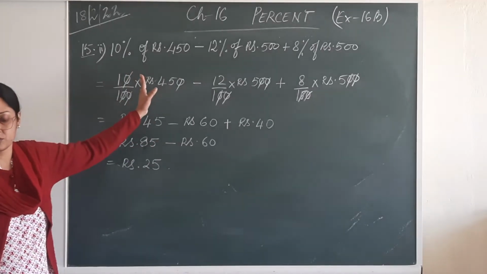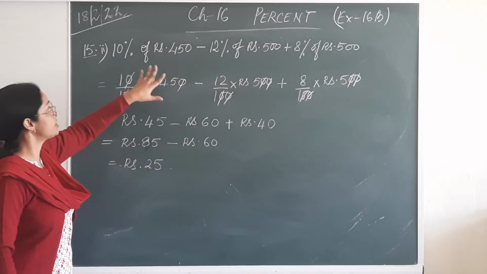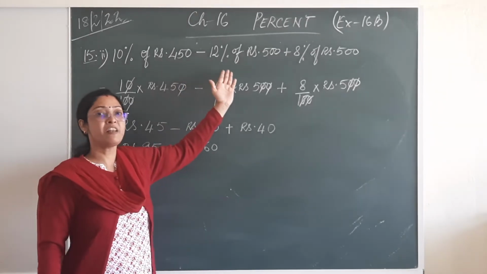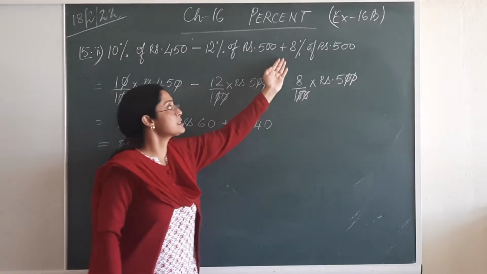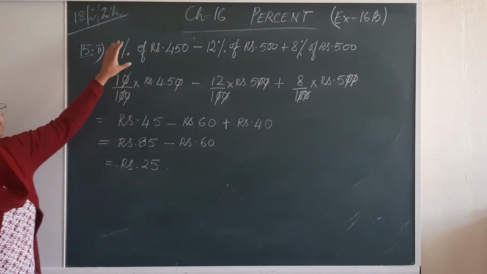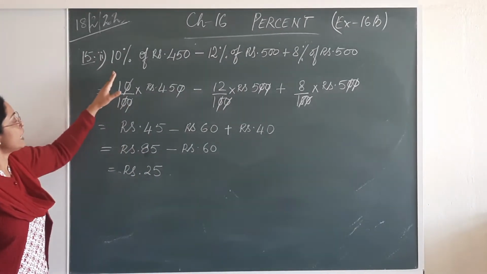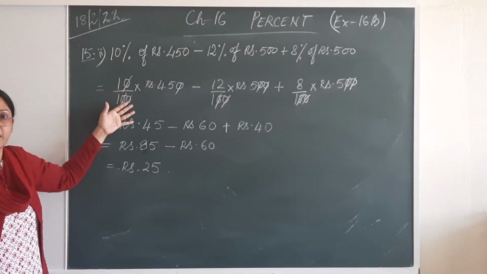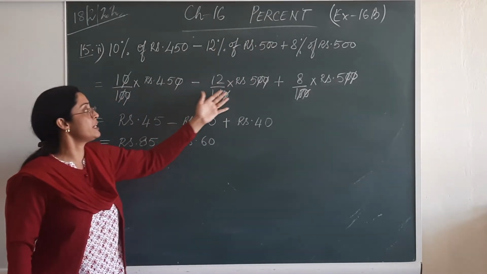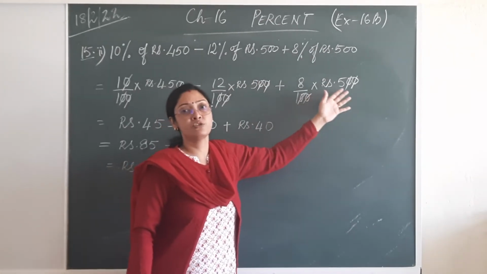Now, in question number 15, children, you have to evaluate whatever is given to you over here. Now, what is the question that is given to you? 10% of rupees 450 minus 12% of rupees 500 plus 8% of rupees 500. So, individually you have to find out the values of each part. For that, 10% of rupees 450 means 10 by 100 into 450, minus 12% of rupees 500 means 12 by 100 into rupees 500, plus 8% of rupees 500 means 8 by 100 into 500.